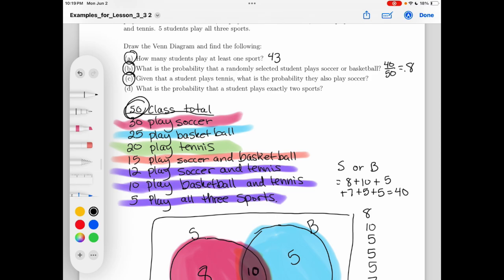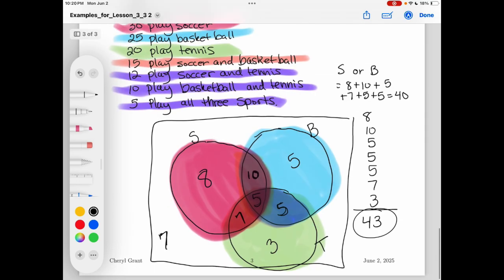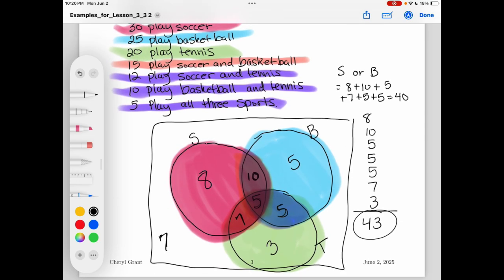Okay, looking at part C, given that a student plays tennis, what is the probability that they also play soccer? So this is an assumption. We want to narrow down the group. We're making the assumption that the person that we choose, we know plays tennis. So instead of taking it out of the entire 50 students, we're going to look at just the people that play tennis. And out of the people that play tennis, how many people play soccer?